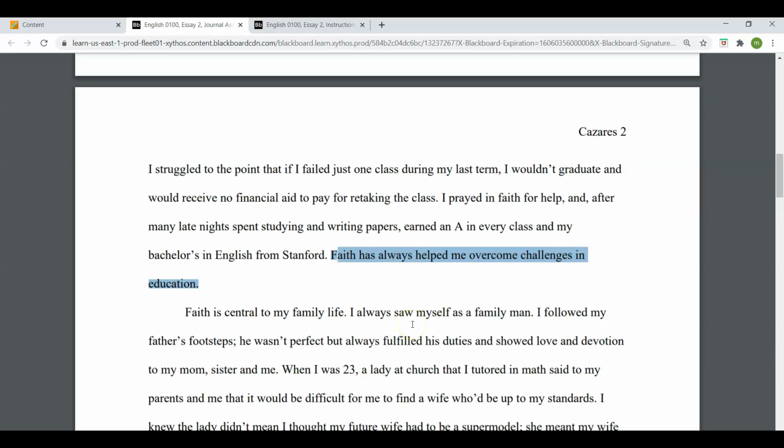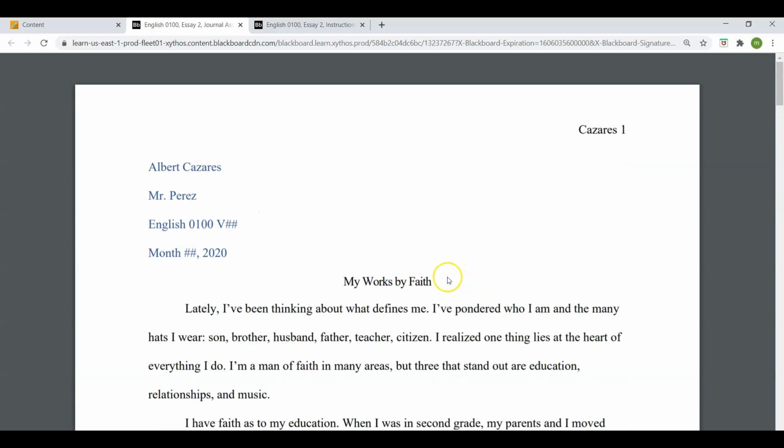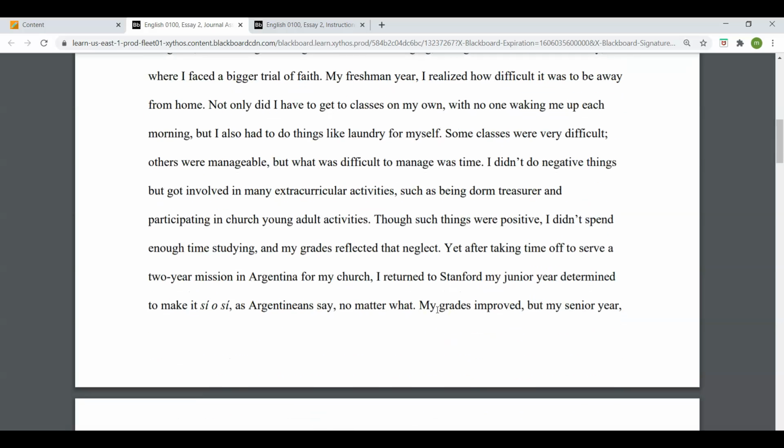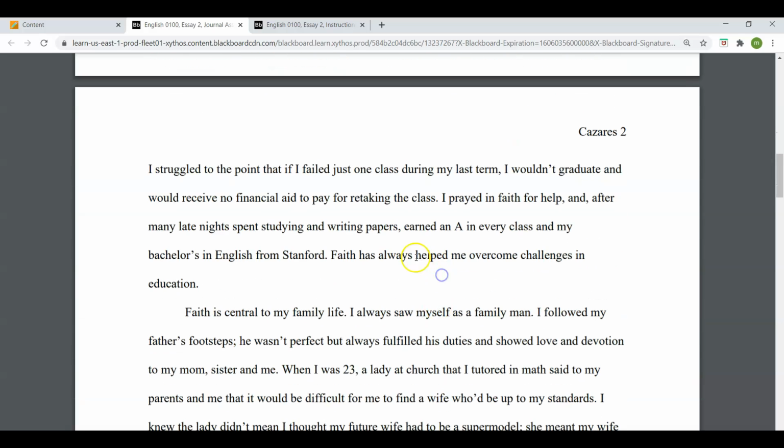Notice it's a little bit longer, right? But notice how the two key things are there. Faith, which is my overall topic because I'm defining myself as a man of faith. And the word education is in there too. It is also there, right? So it really shouldn't be a rewrite. It shouldn't just be a copy of this stuck at the end. It really shouldn't be that, and it isn't, right? But notice how the sandwich is complete.